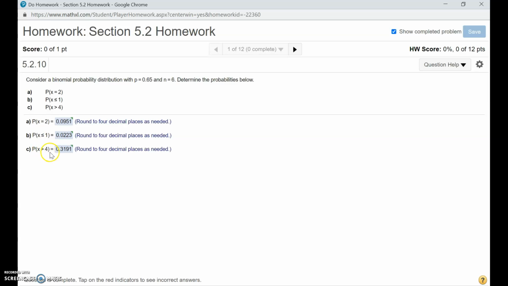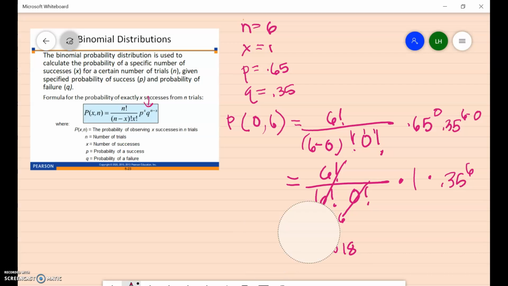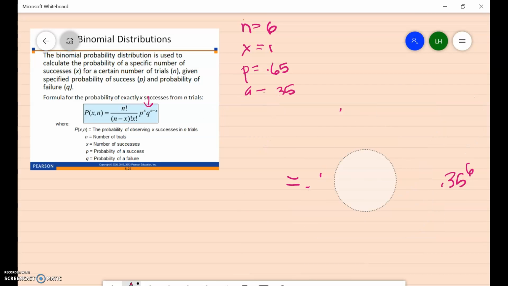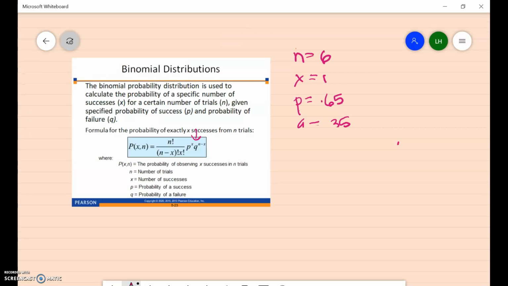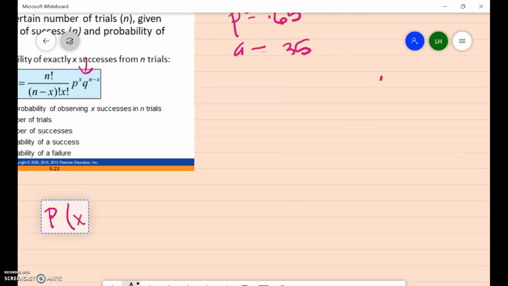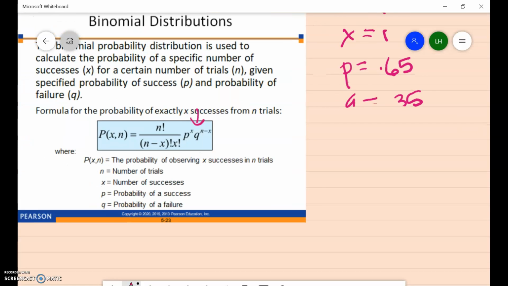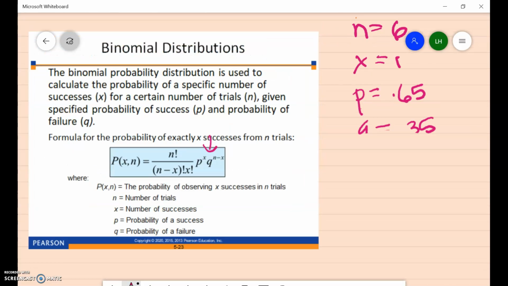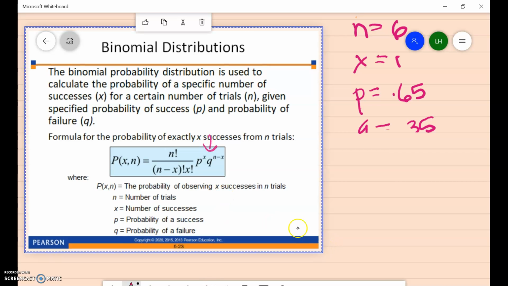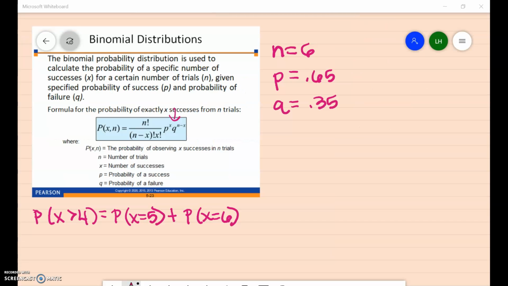Now, the probability that x is greater than 4. Well, x can only go up to 6. You have to know that in order to work it. So let's look at that. Okay, so if we want it to be greater than 4, it can only go up to 6, so that would be the probability that x is 5 plus the probability that x is equal to 6.